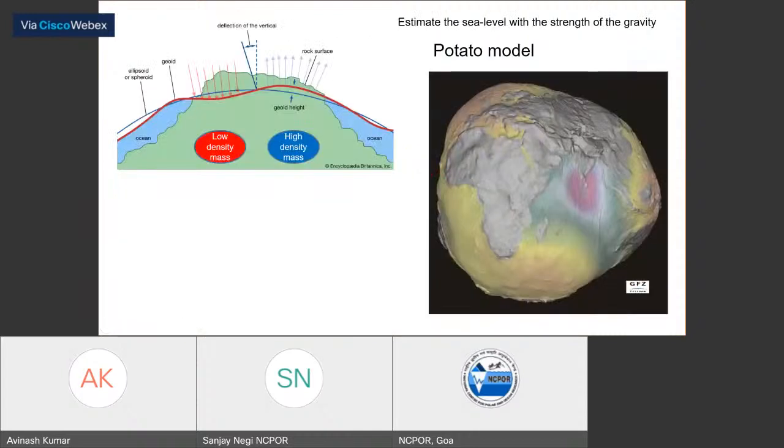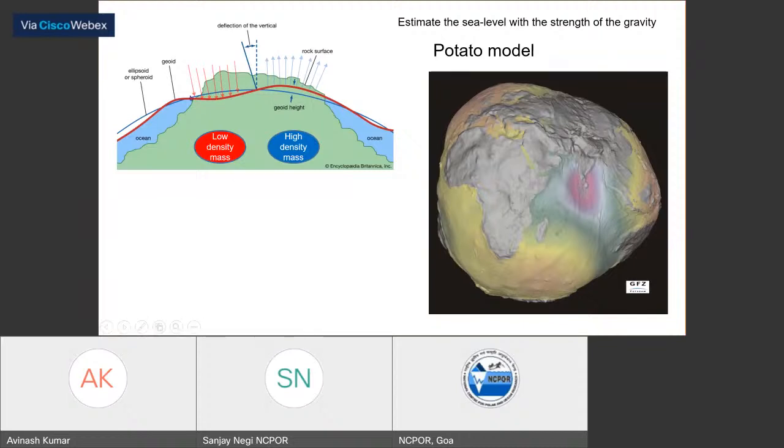Coming to the local geoid anomalies which we observe on Earth, in this cartoon model we can see that the ocean is replaced by a topographic feature, and when this topography exists, the geoid will of course rise because of the density contrast between the ocean water and the mass introduced. But there are some local variations in the geoid height, because of low density masses or high density masses lying within the Earth's surface.